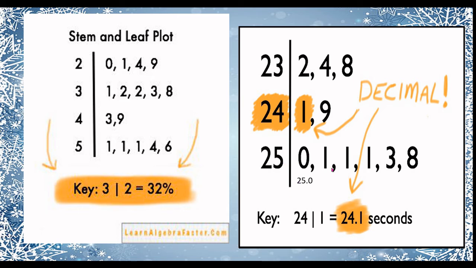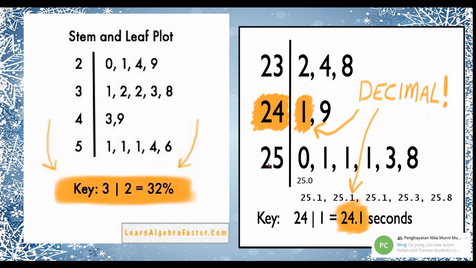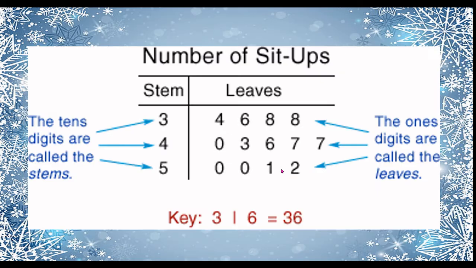Okay, so here, like for example, what are the answers? 25.0, 25.1, 25.1, 25.1, 25.3, 25.8. Okay, so this is how you do your stem and leaf plot.